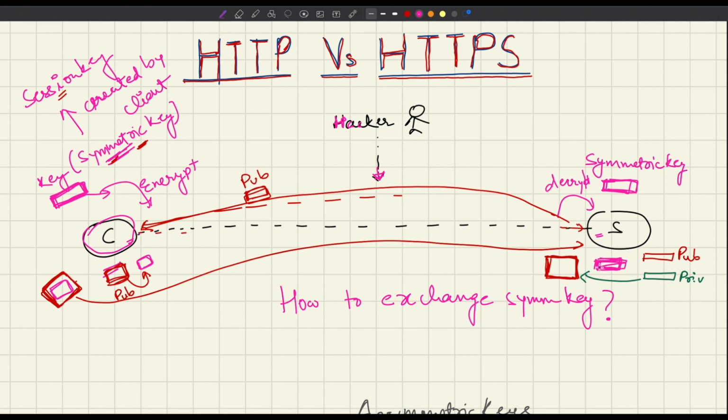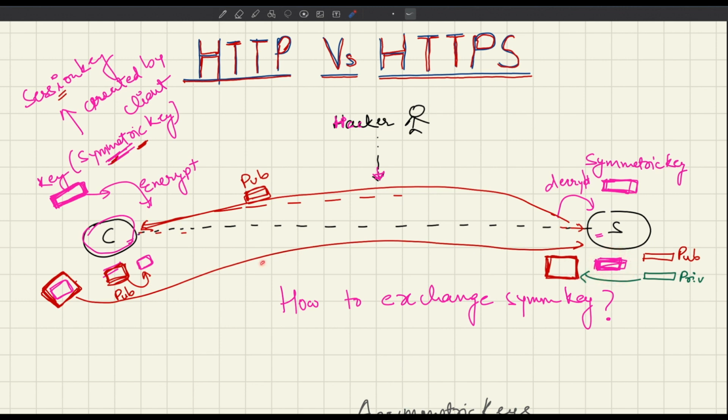Now client and server both have the symmetric key. Server here is having the symmetric key, client here is having the symmetric key. Now they can securely exchange the data, right? But there is a problem. We wanted to securely send this particular symmetric key to the server, and we are doing it by encrypting it using the server's public key, and the corresponding private key is secure with the server, and server is the only one who can decrypt and extract the symmetric key out of it.